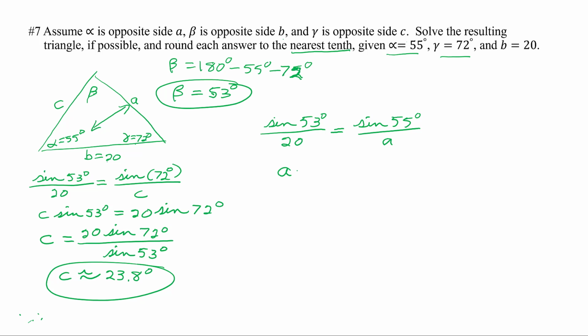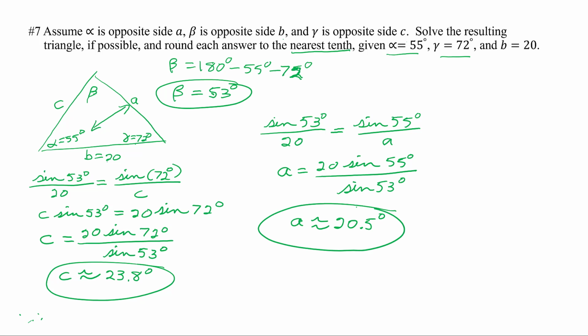So we're going to end up with A equals 20 sine of 55 degrees divided by sine of 53 degrees. And if you do that, you should get that A is approximately equal to 20.5 degrees. And that's what it means to solve this triangle. Now we know every angle and every side length, and so we can move on to our next problem, maybe.